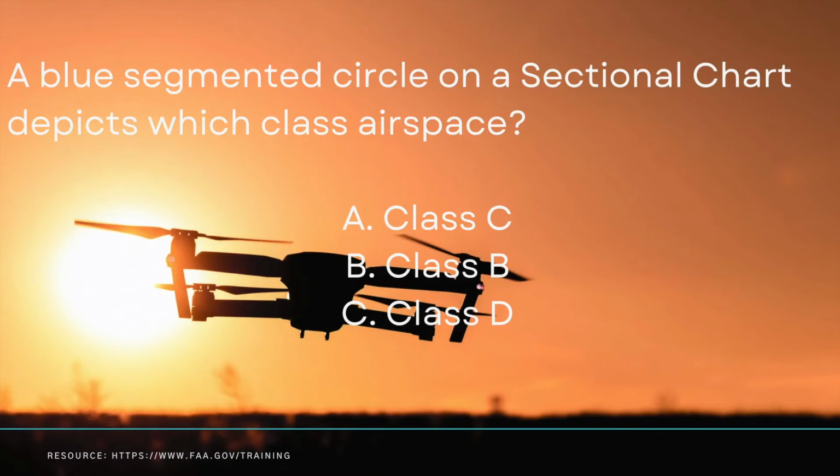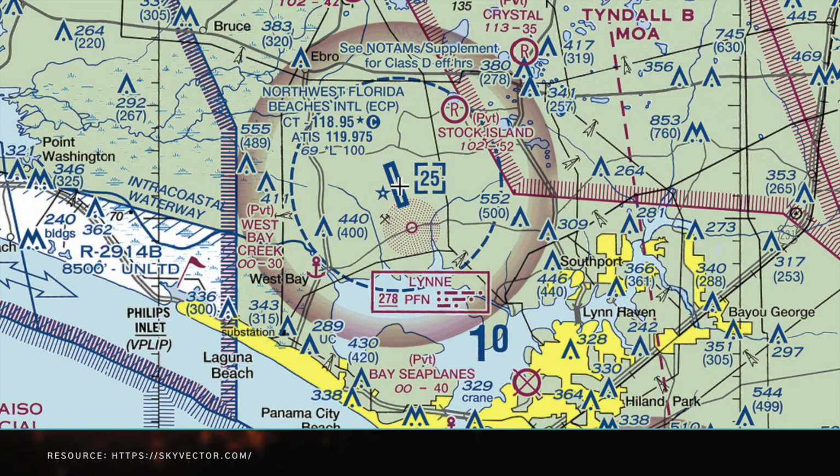All right, in this sample problem, it says a blue segmented circle on a sectional chart depicts which class of airspace? We have A, Class C, B, Class B, or C, Class D. So to show an example of this, I have an actual screenshot from SkyVector of an airport that has a blue segmented circle around it.